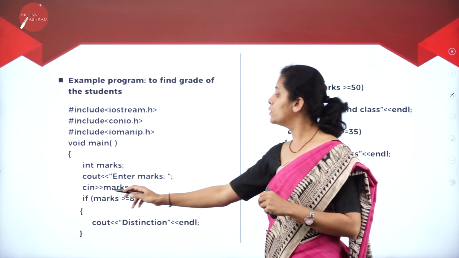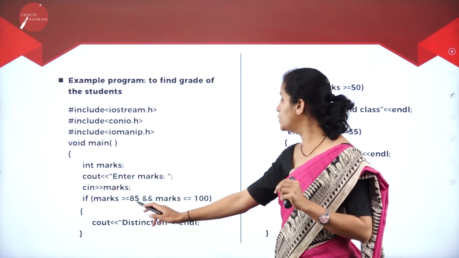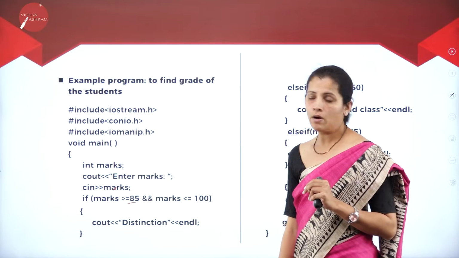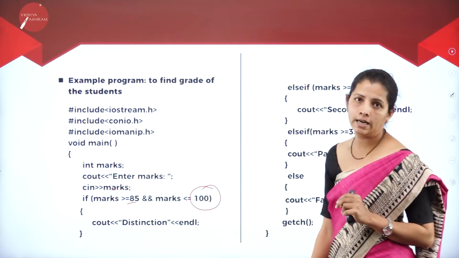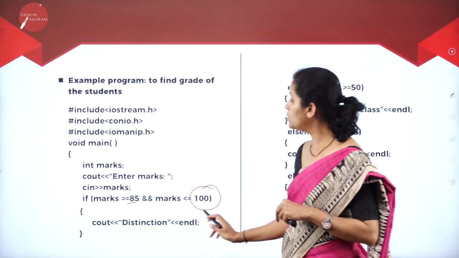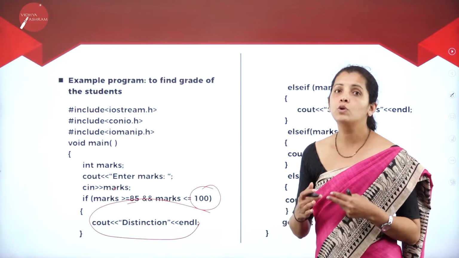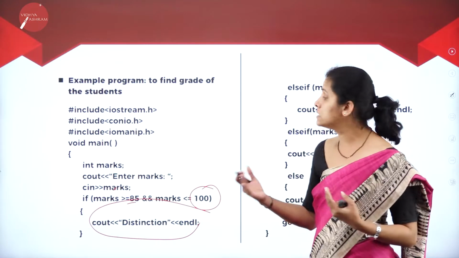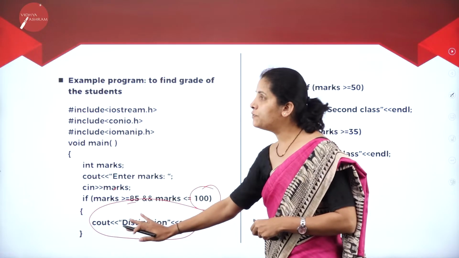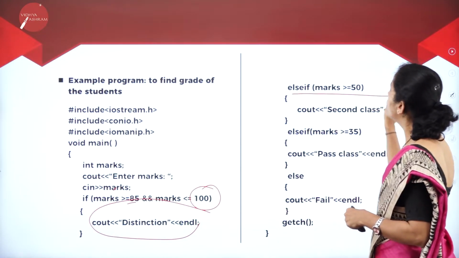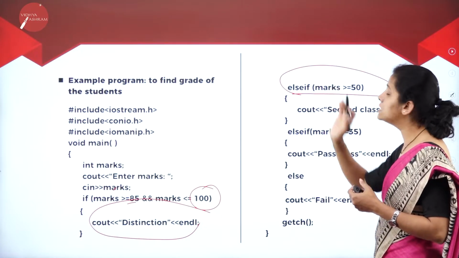So here I am going to read the marks, and if the mark is greater than or equal to 85 and mark is less than or equal to 100, then what I want to do? I want to display it is distinction. That means I want to announce the result that it is distinction. Fine. If this condition is false, what I will do? I'm going to write another if statement in my else part.